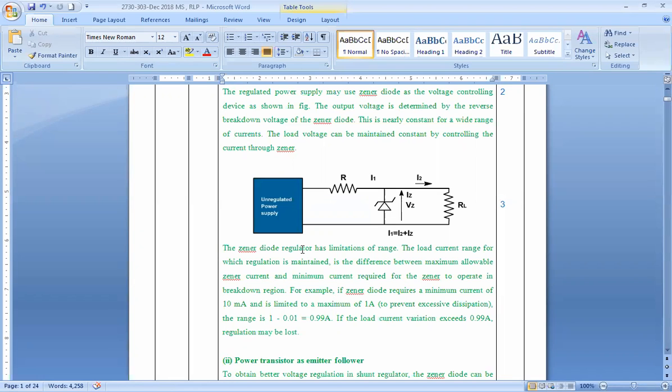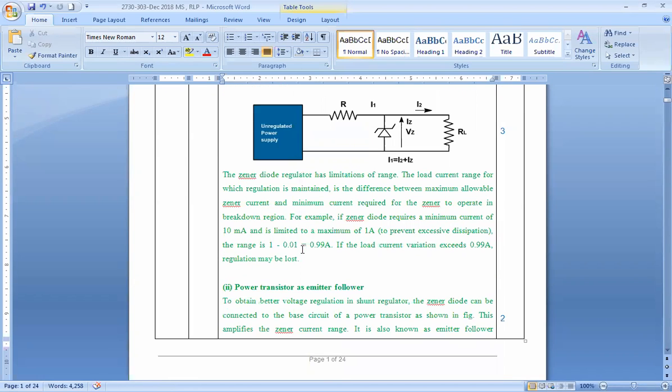The Zener diode has limitations of range. That is one disadvantage. We cannot use it for an unlimited range. Every device has its own shortcomings, and so does the Zener diode. The load current range for which regulation is maintained is the difference between the maximum allowable Zener current and the minimum current required for the Zener to operate, right? So what do we understand by this? We understand that there is a minimum potential or minimum current that is needed for the Zener to operate.